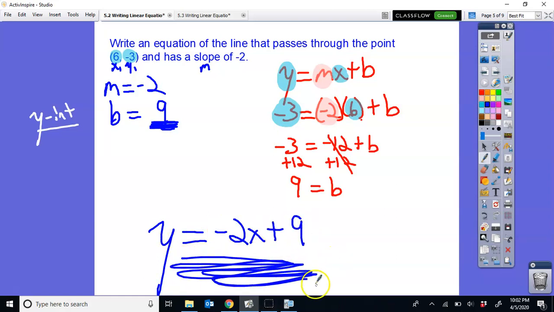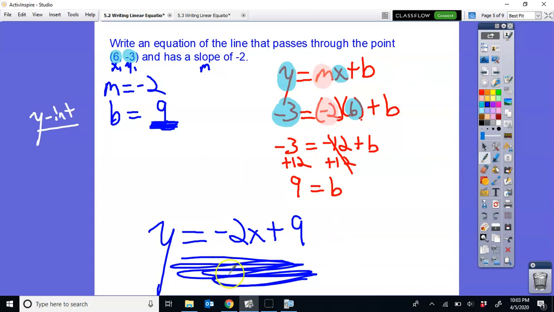Notice my final answer is an equation because that's what I was asked to find. I was asked to write an equation of the line. I wasn't asked just to find the b value. I wasn't asked just to find the slope. I was asked to find the whole entire equation, which means I needed the m and the b. And so what I did was I used my m that was given to me, and then I used that other point, which is not the b value, to plug in and find the b.